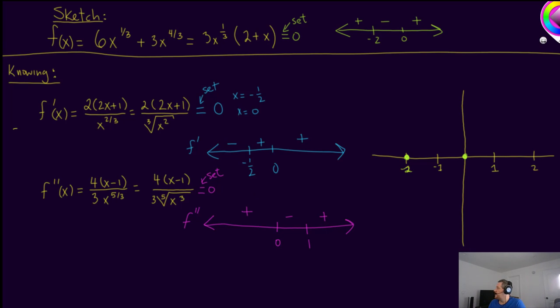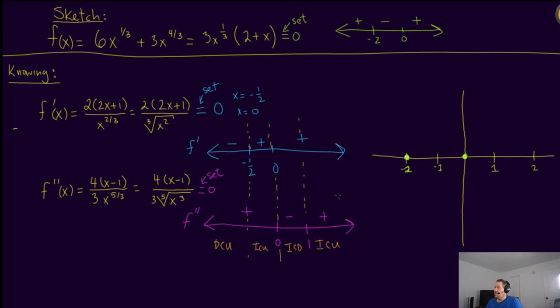So what this does for us is it tells us what the shape is going to look like in these different regions, through all these places on the f prime line and the f double prime line. Over here to the far left, we can see that we are decreasing concave up. From -1/2 to 0, we are increasing concave up. From 0 to 1, we're increasing but concave down this time. And over here on the far right, we would be increasing concave up.